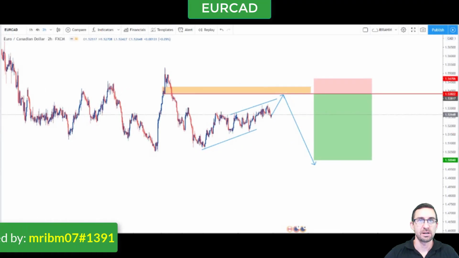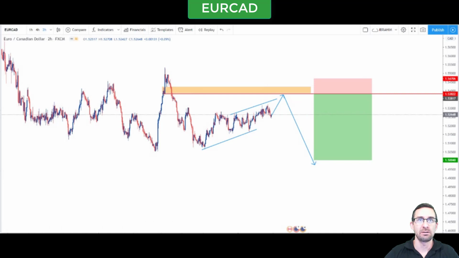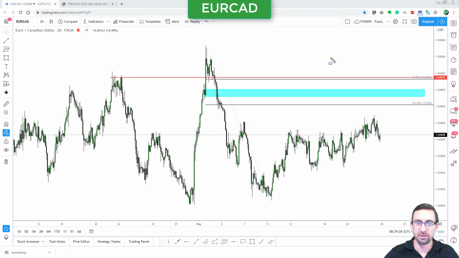All right, and the last setup I want to discuss is EURCAD, submitted by Mr. IBM, and this is a 2-hour time frame, and he's looking at a bit of a short on the EURCAD once it returns to the breaker block. If I can just switch to my TradingView account, this is the breaker block that is marked off. This is the last bearish move before the market ran these stops, and ideally what he would like is a bit of a move back to this area.